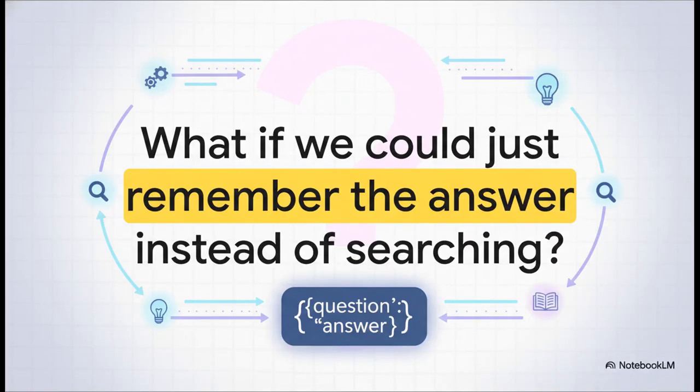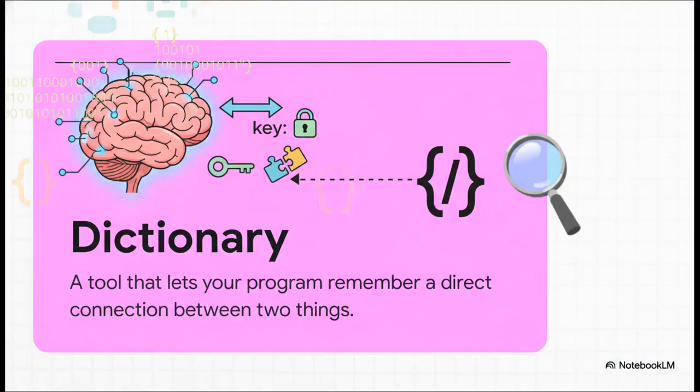So let's just pause for a second and ask a really simple but really powerful question. Why are we searching again and again for something we've already figured out? What if our program could just remember? And that, right there, is the entire idea behind a dictionary. It's not a list. It's not a sequence. It's a tool built specifically for remembering. It remembers a direct, instant connection between two pieces of information.